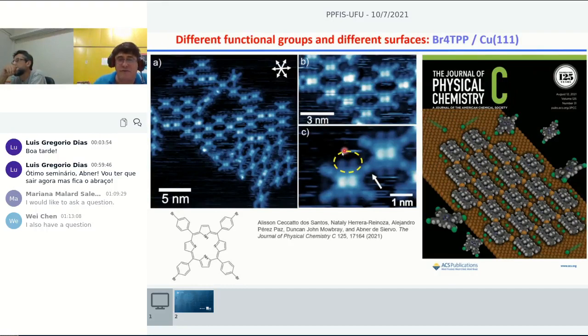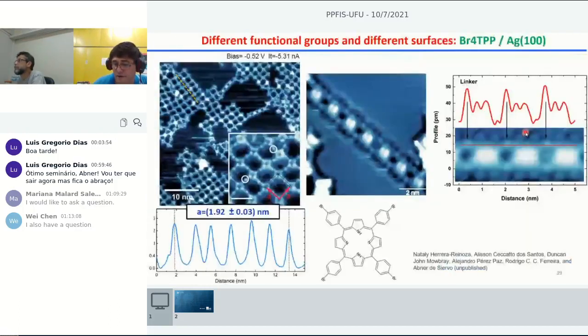In this case, it was very nice because we could see the bromine going away, but they don't populate the surface randomly. They like to come in the side of the molecule. They prefer this position. We could identify that. And we could see that we can form this organometallic structure regularly in the copper 111. This also was a cover recently.